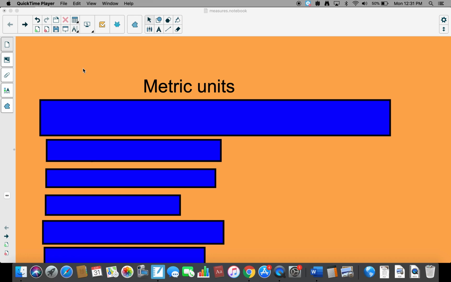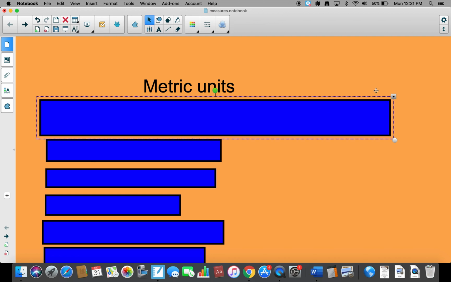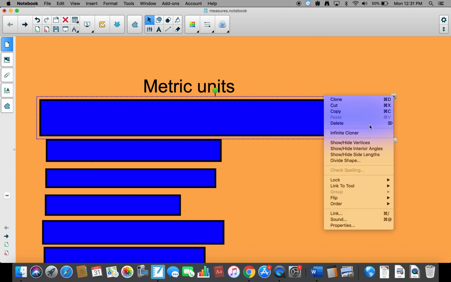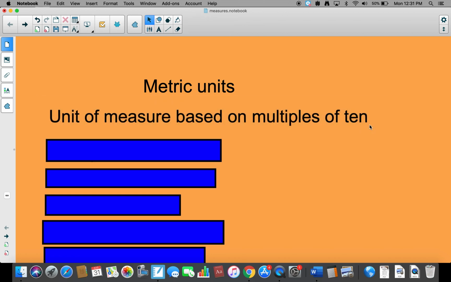To a recording for chemistry, we're looking at metric units. For metric units, a definition we're looking at says that they're units of measure based on multiples of tens. That's what makes the metric system such a nice system, because everything's multiples of tens.